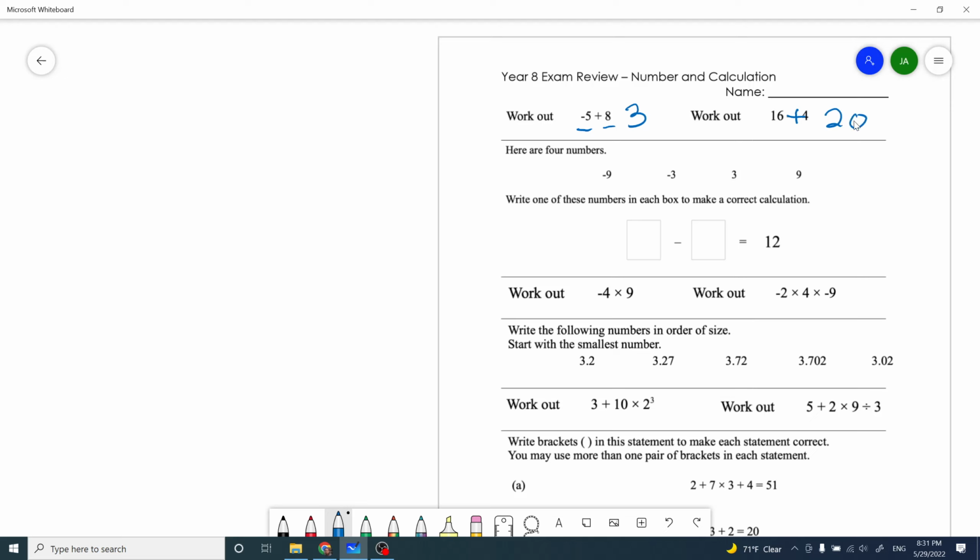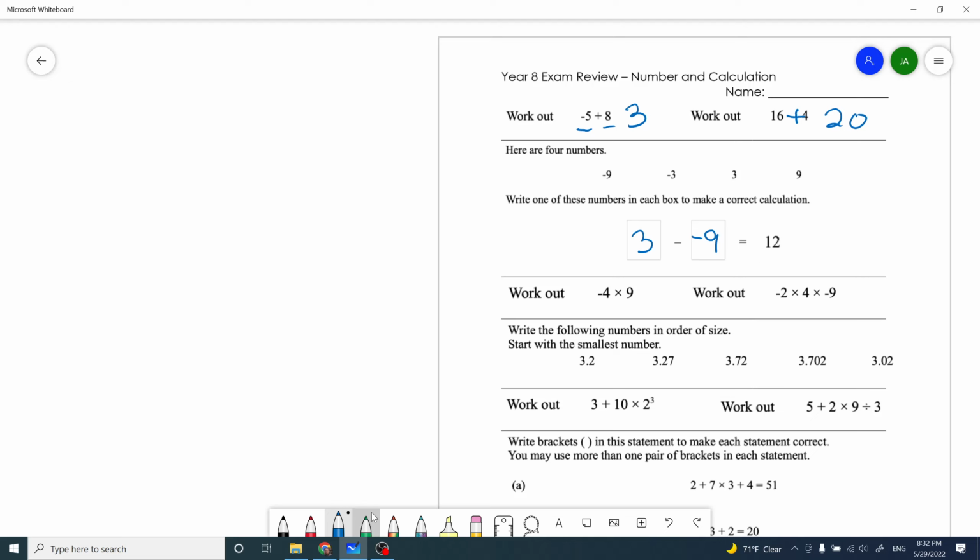Okay, so next we have a set of numbers. We have negative 9, negative 3, 3, and 9. We need to pick two of these numbers to put in the box to make this true. Something minus something else gives us positive 12. There are actually two correct solutions to this. So one, we could take 3 minus negative 9, which minus negative, that's going to give us plus. 3 plus 9 is going to give us 12.